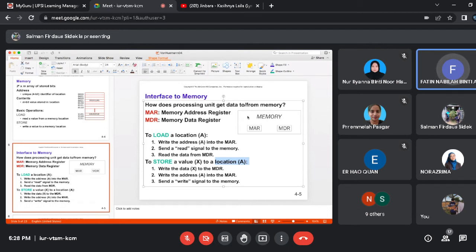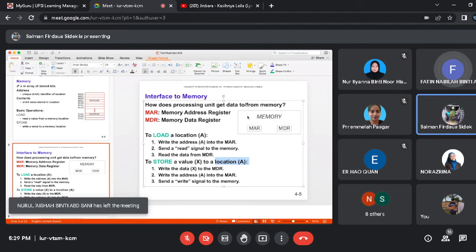Dia lepas tu store punya proses pula. Okay. Nampak gaya macam nak jawab seorang. Teruskan. Tapi it's okay. Kalau mampu, orang lain rasa. Okay, orang lain. This girl want to give the chance to her friends to continue the process.